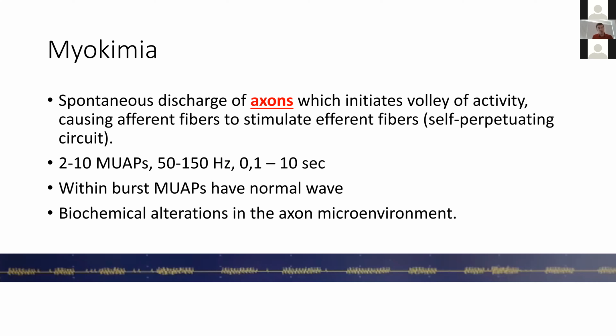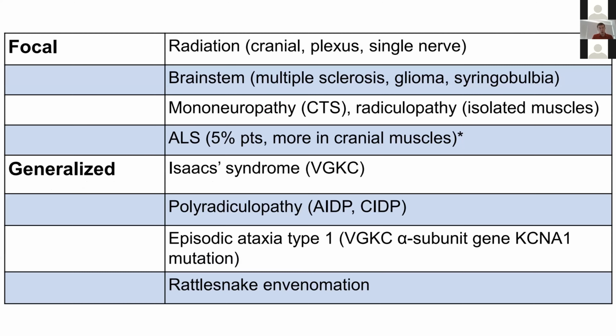So in a myokymia, we find 2 to 10 motor unit action potentials with a frequency of 50 to 150 hertz inside a burst, and then there is an inter-burst frequency of 2 to 10 hertz. Within a burst, the motor units always have a normal wave and the same wave. Those myokymias are due to biochemical alterations in the axon microenvironment. Those myokymias can appear, for example, after radiation.